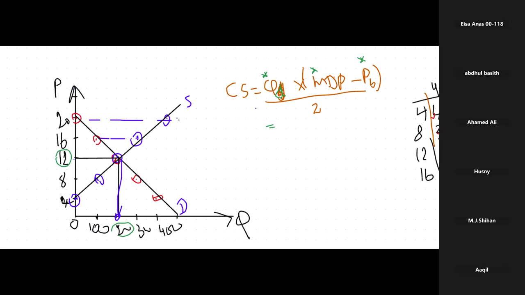So listen carefully. Market equilibrium quantity is both the QD and QS. That equilibrium quantity is the QD as well as QS, quantity demanded as well as quantity supplied. The same way, market equilibrium price is the buyer's price as well as the seller's price.